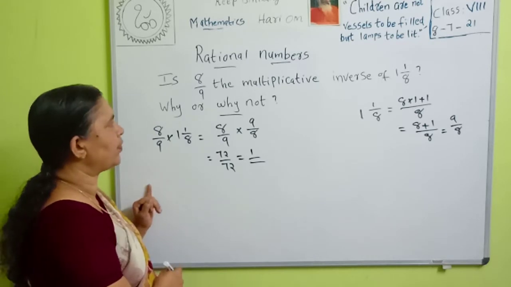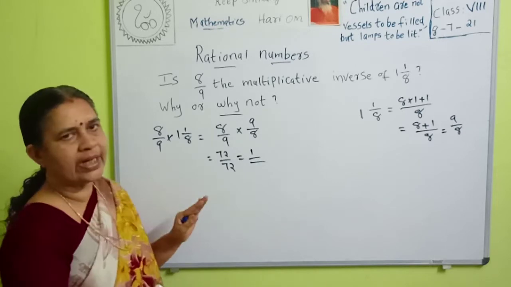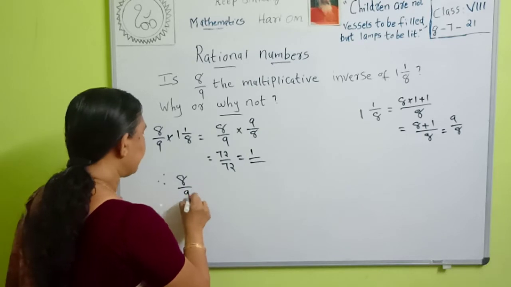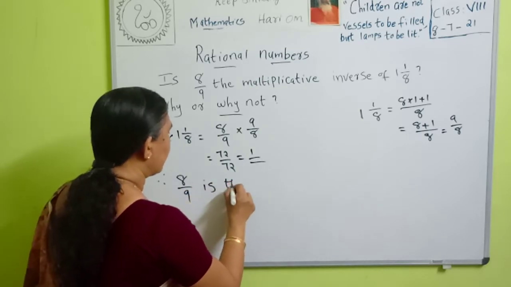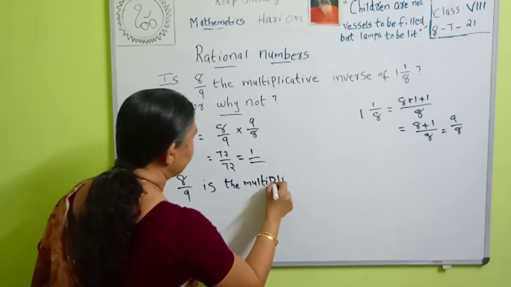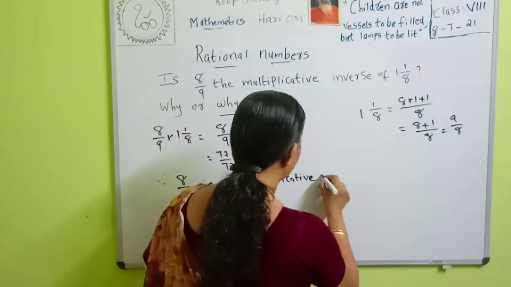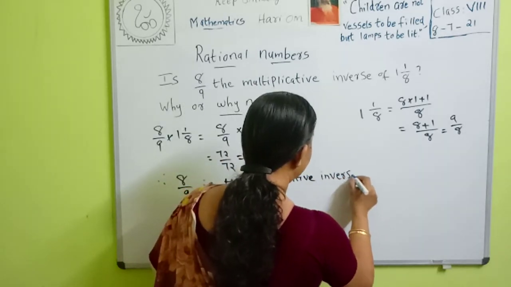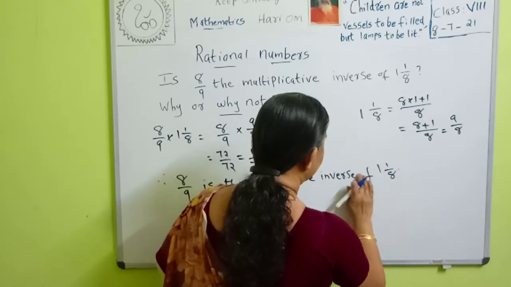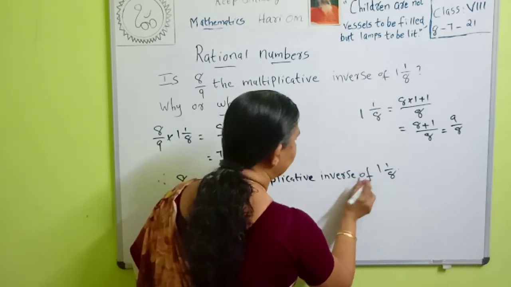So if the product of two numbers is equal to 1, then we can say that one number is the multiplicative inverse of the other. Therefore, 8 by 9 is the multiplicative inverse of 1 and 1 by 8. So to check whether a number is a multiplicative inverse of the other, what do we do? We find the product of the numbers.